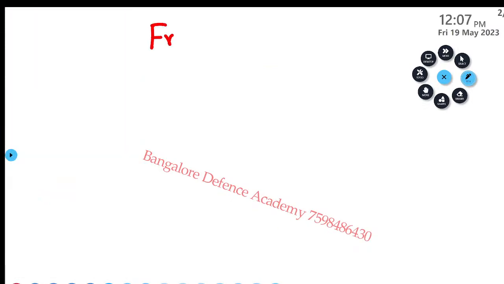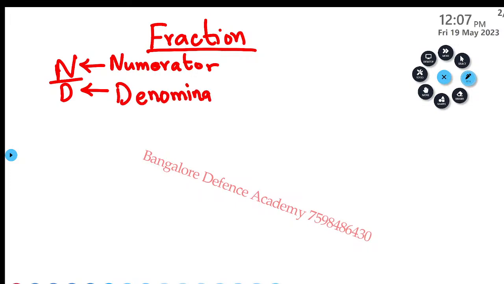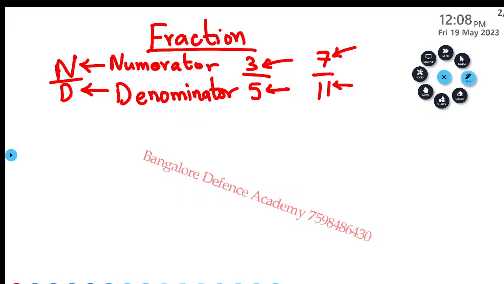So first of all, what is the meaning of fraction? A fraction consists of two important things. One is called the numerator and another is called the denominator. So this is the numerator, and down we have the denominator. For example, if I write 3 by 5, 3 is the numerator and 5 is the denominator. If I write 7 by 11, 7 is the numerator and 11 is the denominator. These are the first fundamental things that you have to keep in mind.